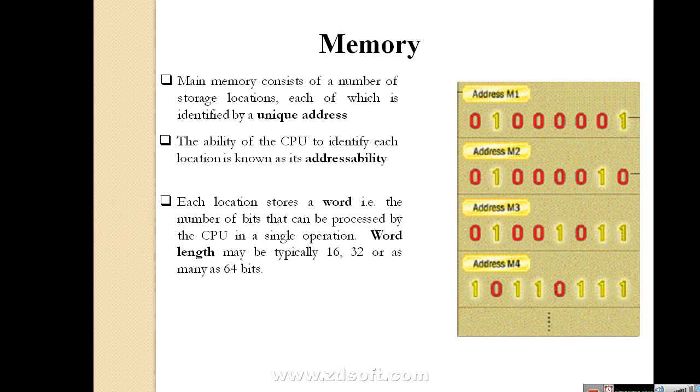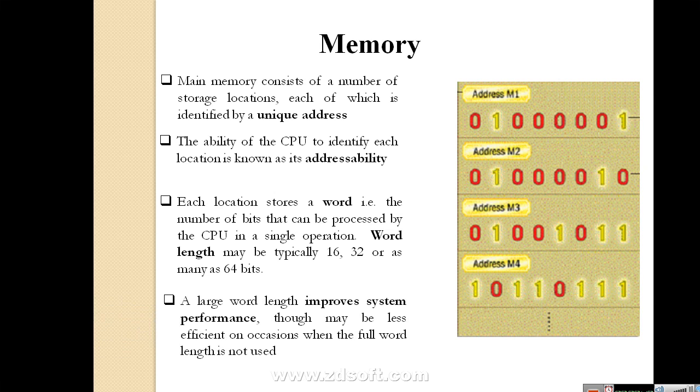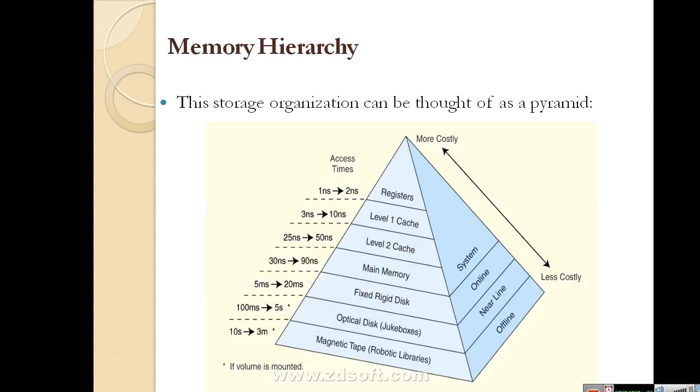Each location stores a word, that is the number of bits that can be processed by the CPU in a single operation. Word length may be typically 16, 32 or as many as 64 bits. A large word length improves the system performance, though may be less efficient on occasions when the full word length is not used.